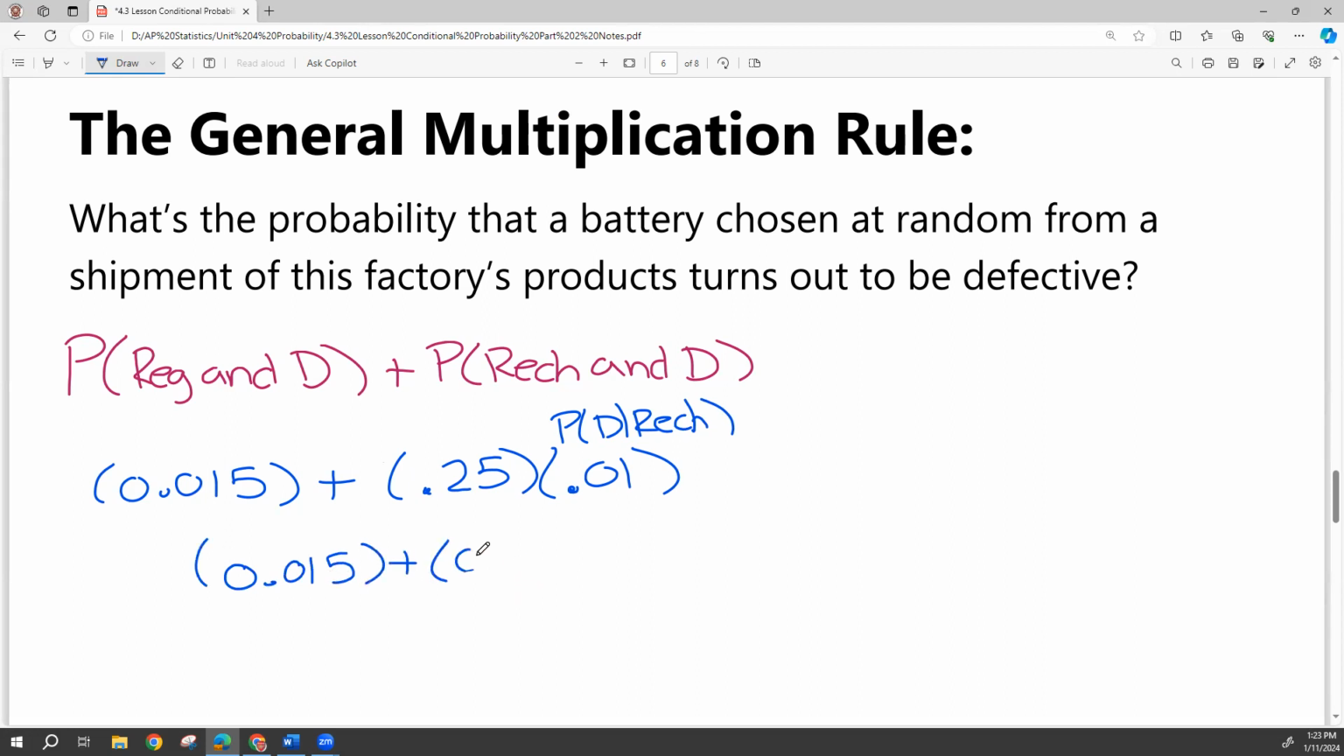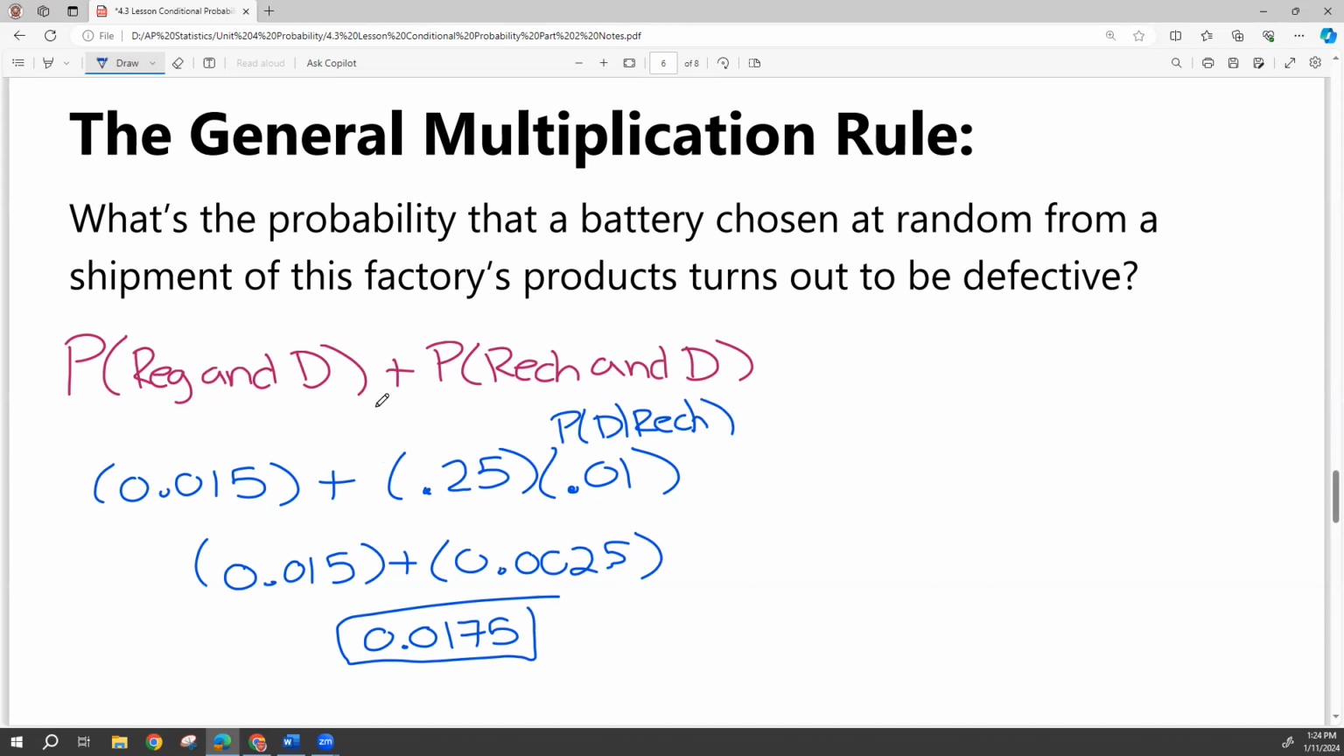And so we would get 0.0025. And then when we add those two together, we get 0.0175. This is the probability that we pull any battery off randomly off of our production line, and that battery is defective. So somewhere close to a 2% chance that our battery is defective.